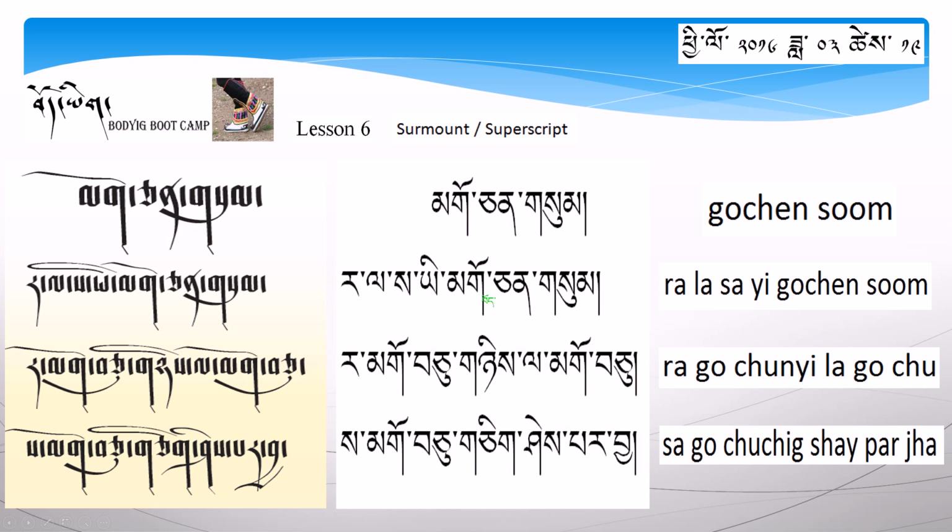So that's what this line is saying. Basically it's saying gojin sum, the three; sum means three, gojin meaning surmount or superscript. This is how you would read it: Gojin sum rala sa, gojin sum rango chungi, lango chu, sango chukji, shepar cha. That's how you would say it.